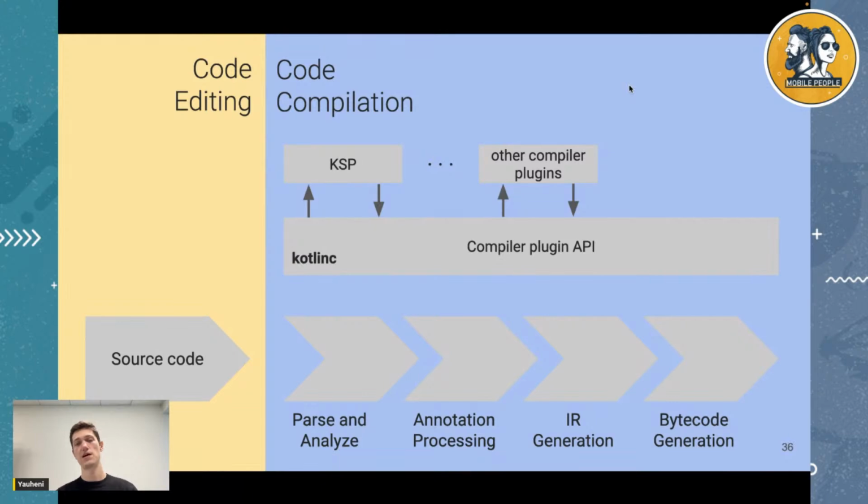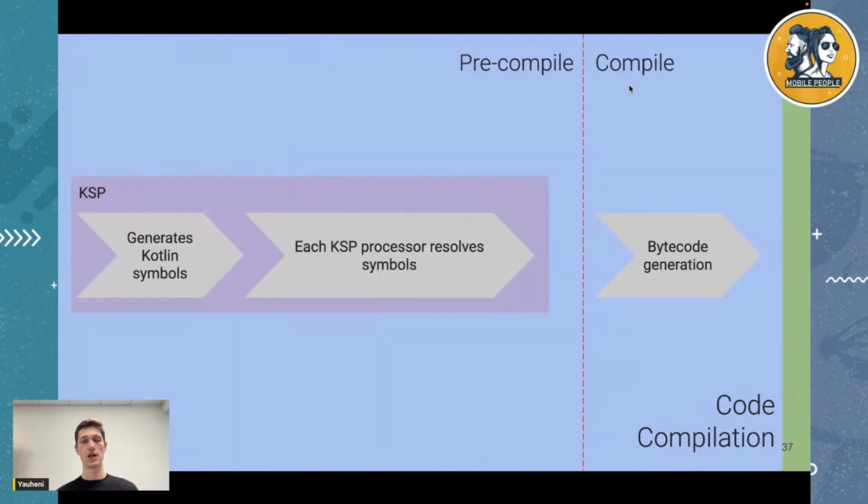So plugin API, we just use the API it provides for us. KSP is the same kind of plugin as some other plugins. For example, if you're using Compose, the runtime is also a compiler plugin for Kotlin.